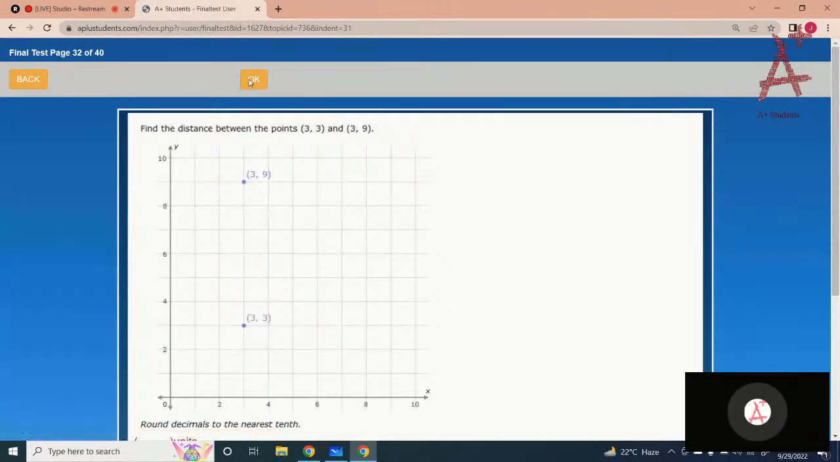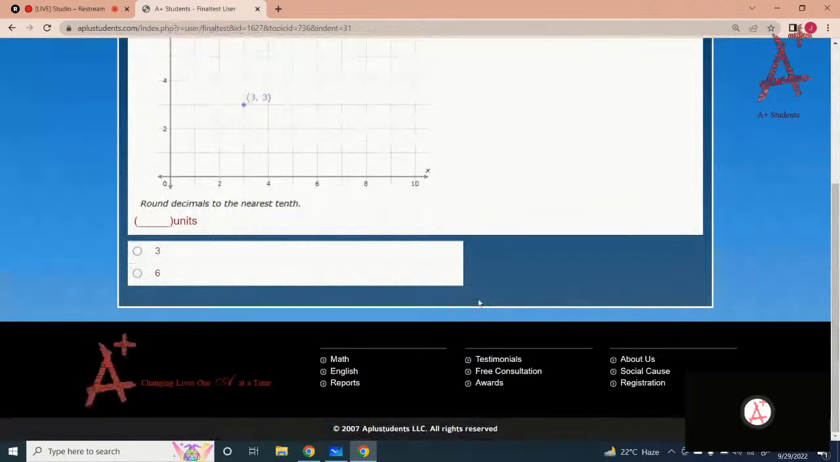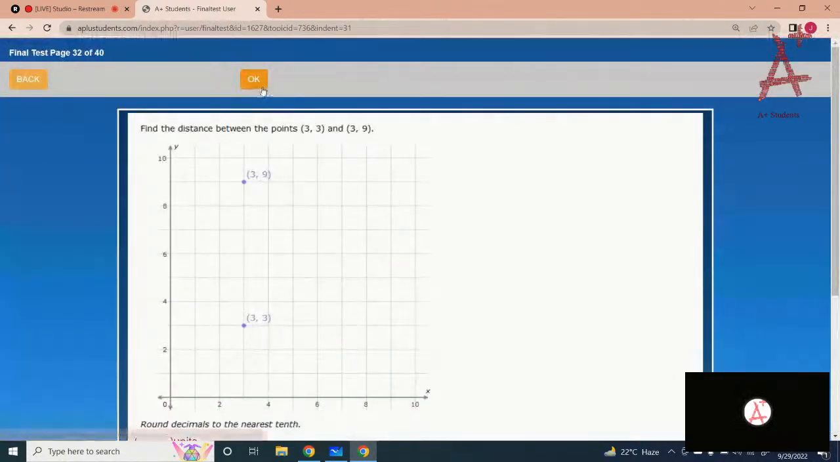Okay, find the distance between the points (3, 3) and (3, 9). So they have the same x component. That means it is a vertical line. Just subtract their y components. So 9 minus 3 is, yes, it is 6. Select the correct option and click on the OK button.